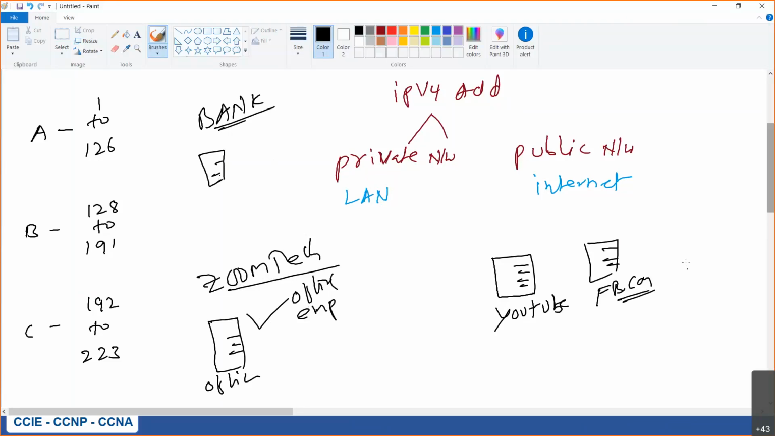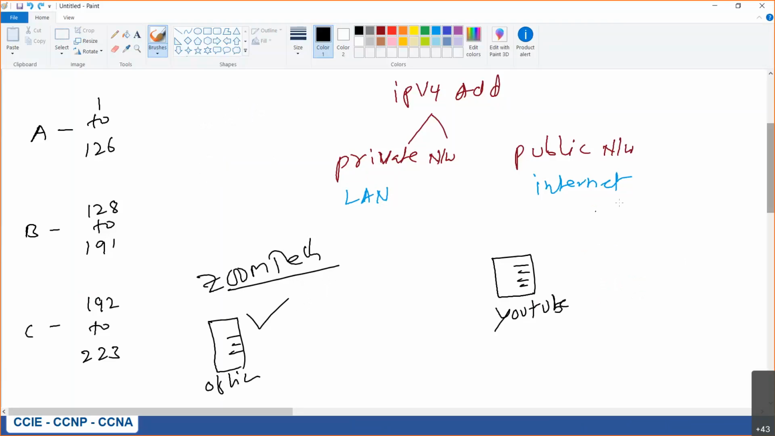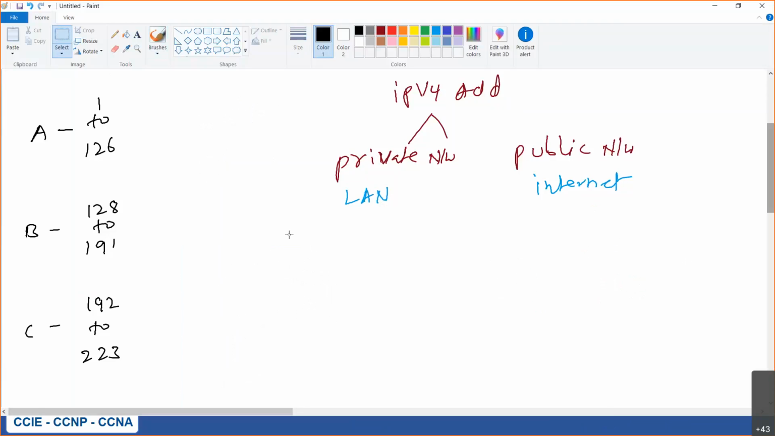So the internet is a public network. It means public users can use it. Everyone can use it. Private network is what? Within a LAN, within an office. So a private network has to use private IP addresses. To access the internet, the public network, what is used? Public IP addresses. So private IPs are assigned by the network administrator.